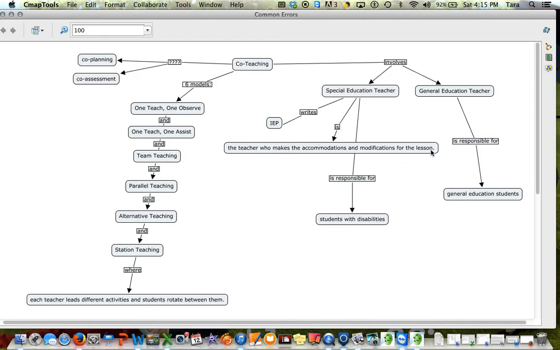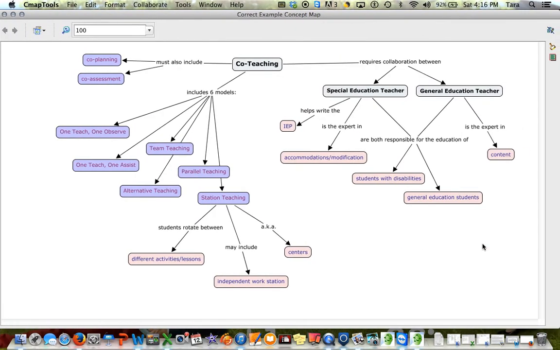Here's another example of a very non-specific linking word, "is," and then a big long concept bubble rather than something split up. And one last thing I have on here that's a common error is just inaccuracy. This one says special education teacher is responsible for students with disabilities, and the general education teacher is responsible for general education students. In the co-teaching model, they are both responsible for both groups of students. So this would be an inaccuracy in your links. So now let's look at all of this done in a better way.